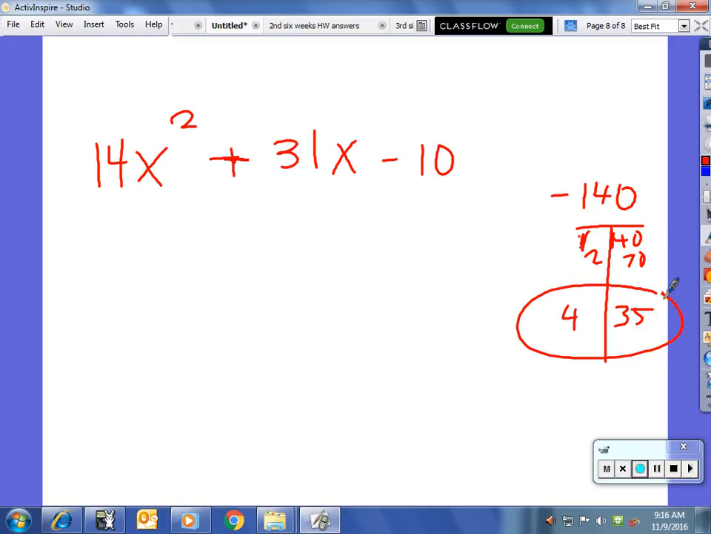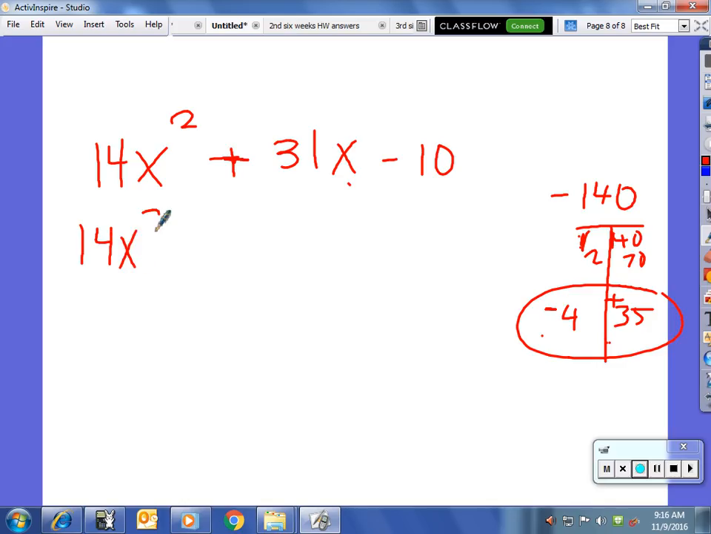Yeah, once I have the winning pair, I don't have to keep going. I mean, there's a whole bunch more. 5 and 28, 7 and 20, 10 and 14. But I found my pair because I'm always looking at what I'm trying to get in the middle. And it does have to be a positive 35 and a negative 4. That gives me a negative product, and it adds up to a positive 31.